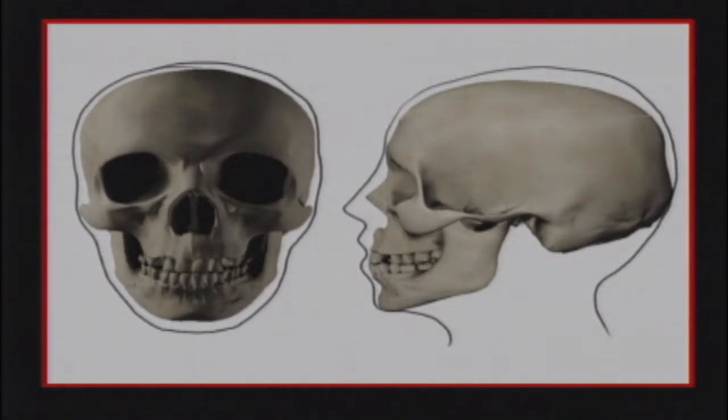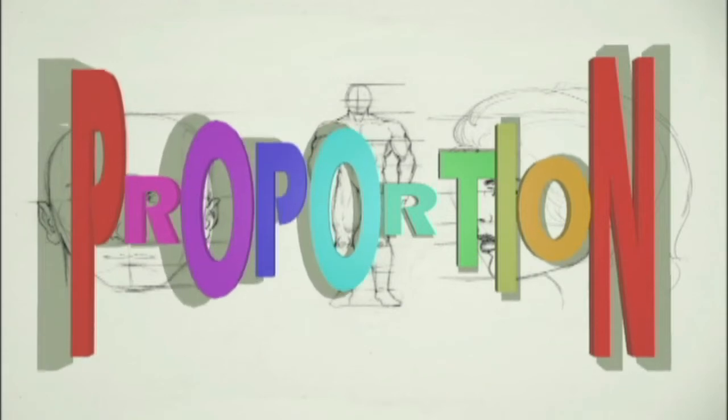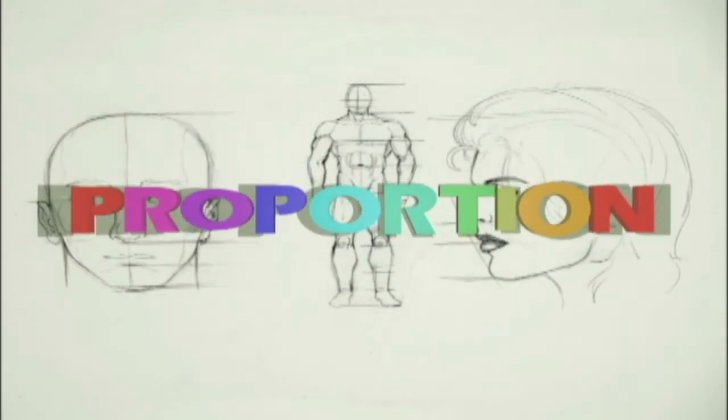Okay, guys, now that we have a head shape, we can measure where everything goes. That's called proportion. First, draw a light line across the very top of the head like this. Then do the same at the bottom of the chin. Now, draw a very light line exactly in the middle of the two lines like this.